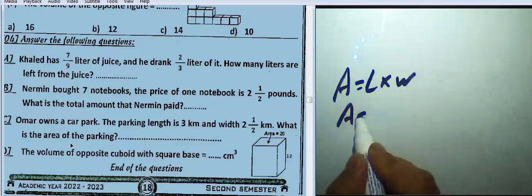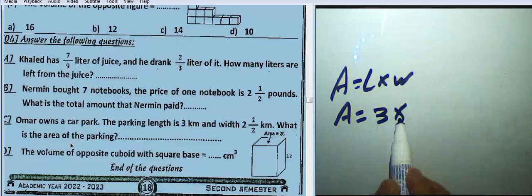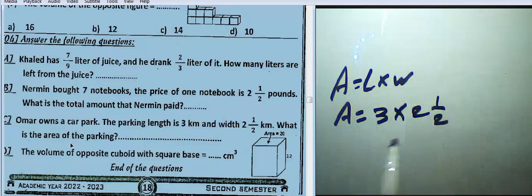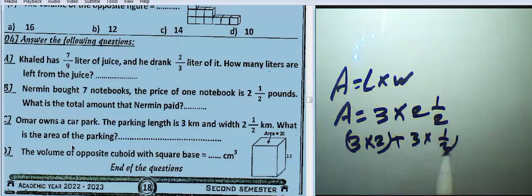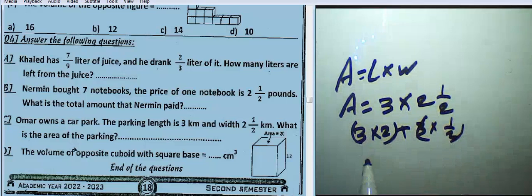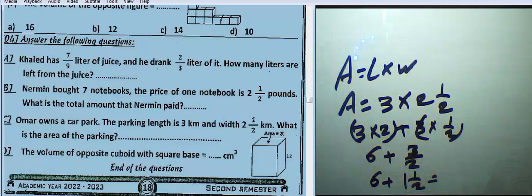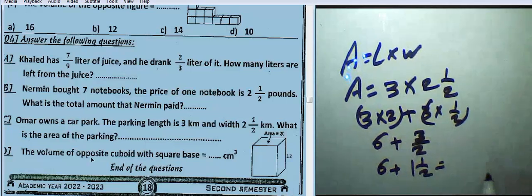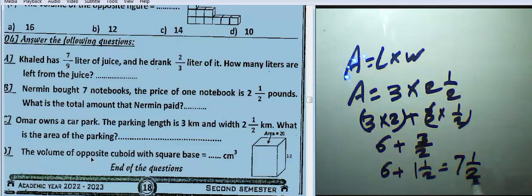Length times width. The parking is a rectangle. To find the area, multiply length by width. 3 times 2.5. We can use the distributive property again to find the result. 3 times 2 plus 3 times half. 3 times 2 equals 6. 6 plus 3/2. 3/2 equals 1.5. 6 plus 1.5. The result will be 7.5. So the area of the parking equals 7.5 square kilometers.